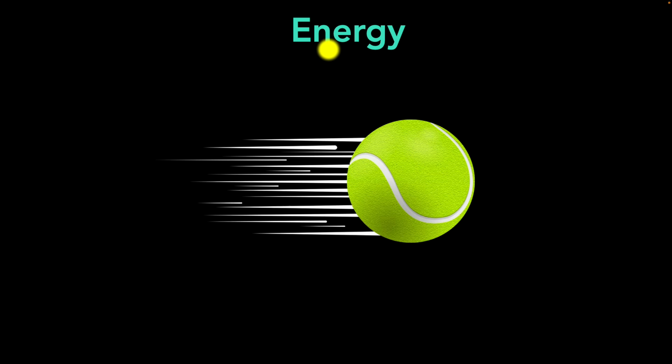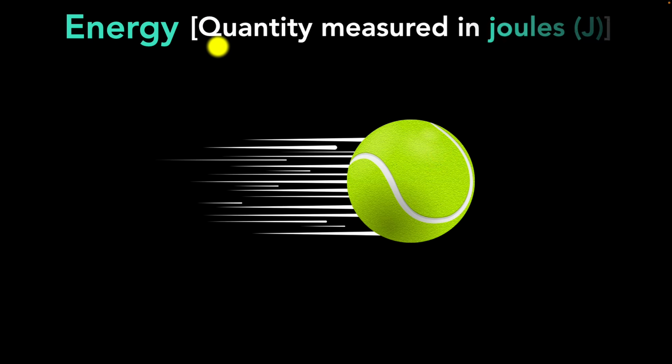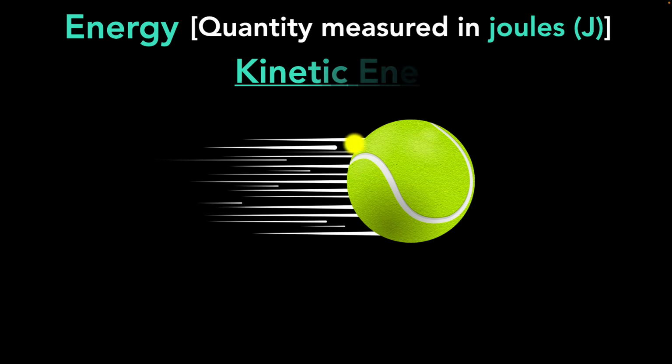Think of energy as a number that we assign to an object or a group of objects, and it is measured in joules. So energy is a quantity that's always measured in joules. And guess what? The energy that we associate with moving things, we call that kinetic energy. Moving stuff has kinetic energy. But what does the kinetic energy depend on?